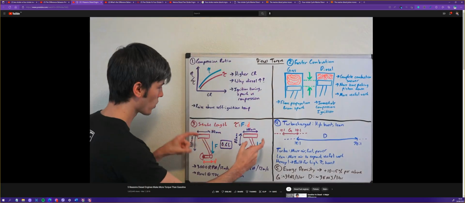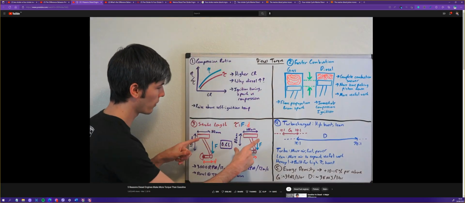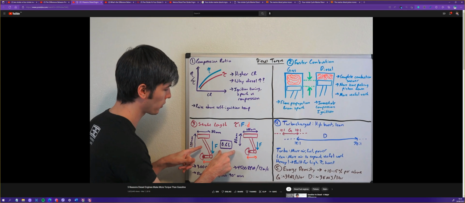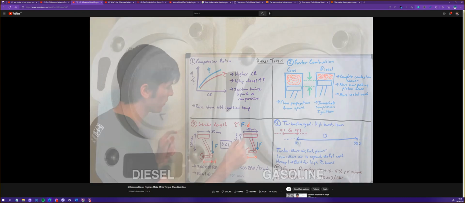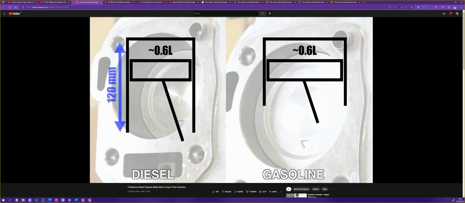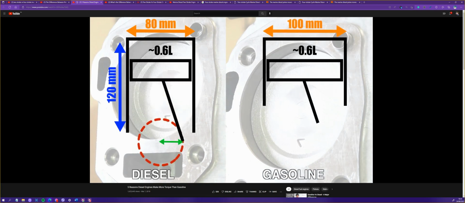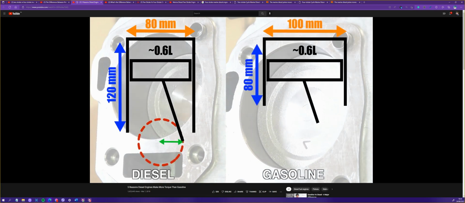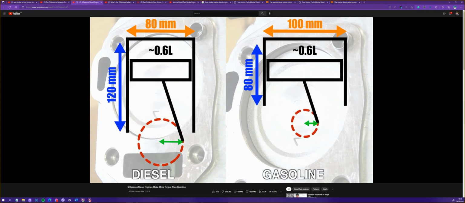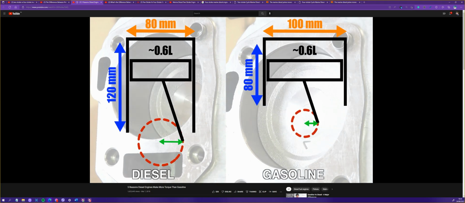So I've got a simple example here where we've got two engines which have the same displacement. This is a single cylinder, 0.6 liters, and we've got a 120 millimeter stroke on the left with an 80 millimeter bore, versus a 100 millimeter bore on the right and an 80 millimeter stroke. Both of those are 0.6 liters, however, this one has a significantly longer stroke.